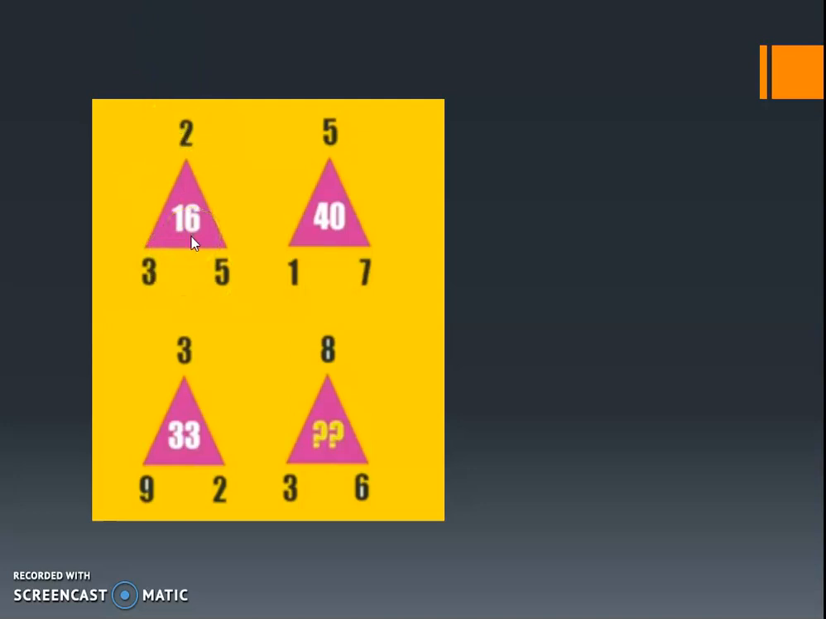Shall I check the same thing for the next one? 1 plus 7, 8. 8 into 5, 40. So it came perfectly, right? So for this, I have to do an addition for the bottom ones, then I have to multiply that added value with the top value. See, 3 plus 5 is equal to 8. With that 8, if I multiply by 2, then I will receive 16.